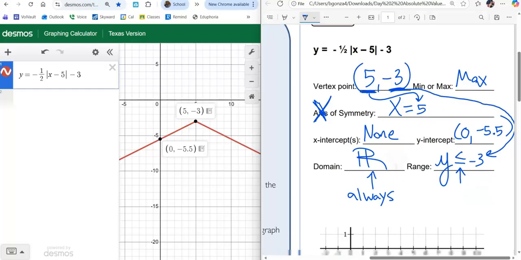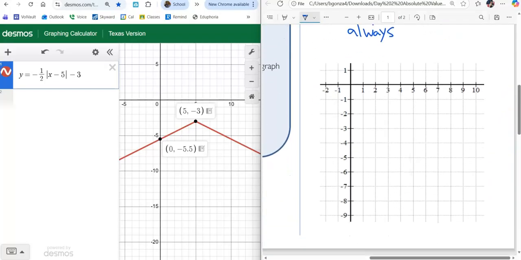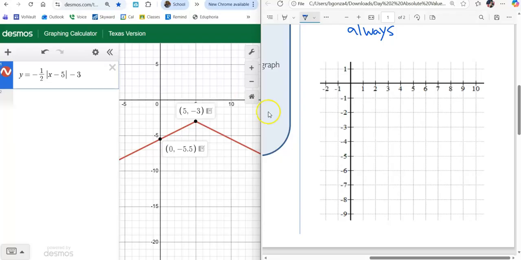Okay, let's try another one. Actually, first we got to graph it. So you can graph a few of those points. 5, -3. Boop. 0, -5.5. Boop. Okay. And then do your best to graph it. As long as you got some good points, you can sketch the rest. That's fine with me. And then you can flip it over. We got 2 more examples, and then we'll call it a day.